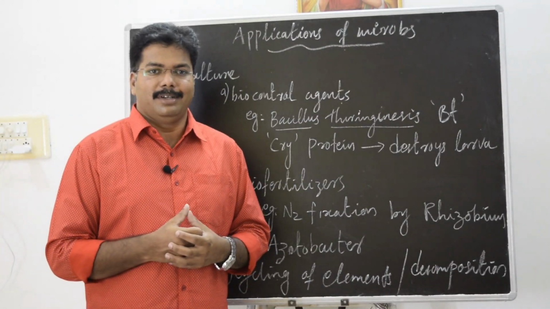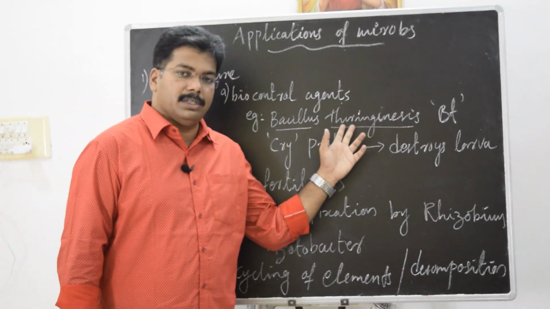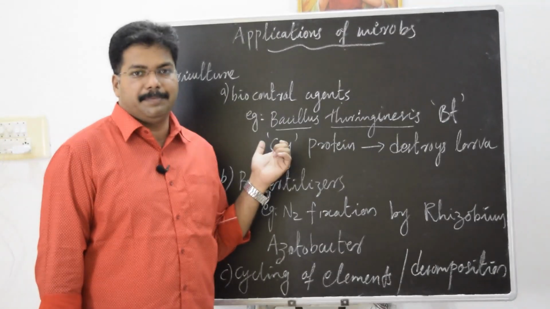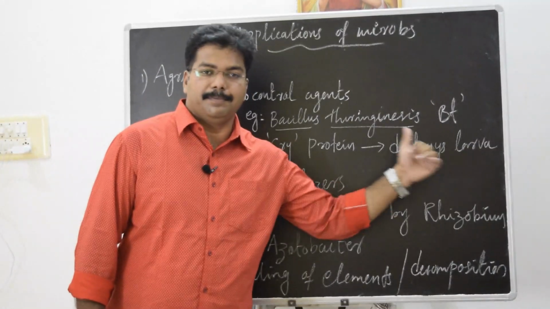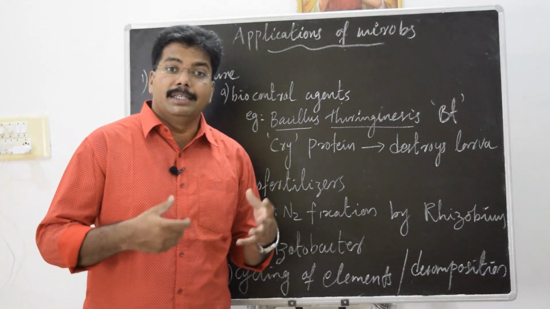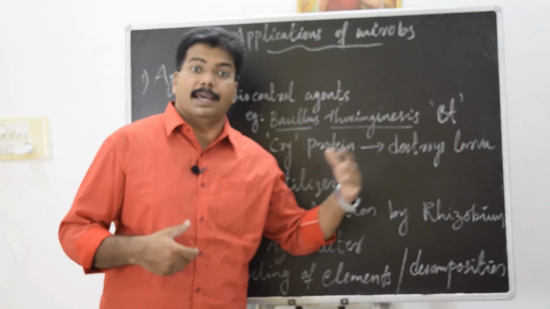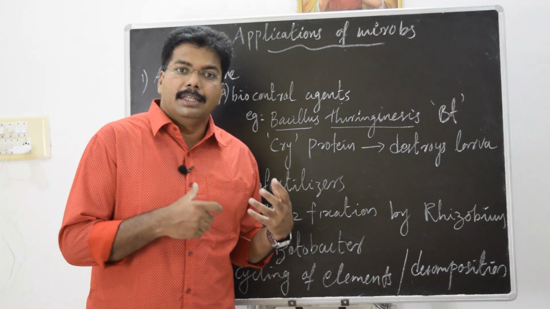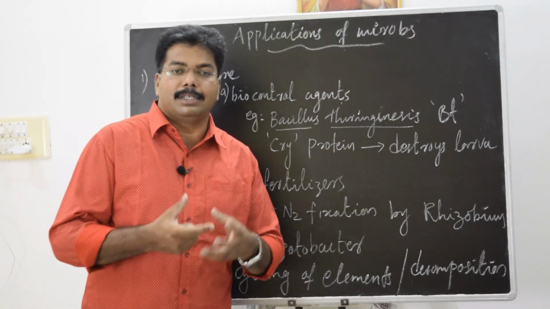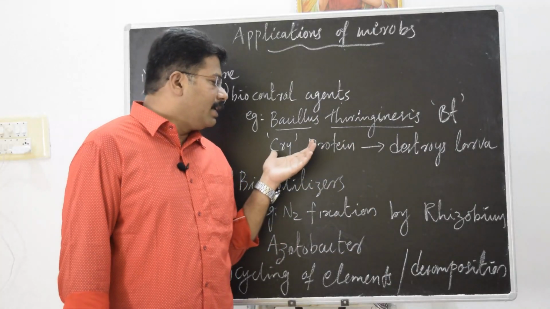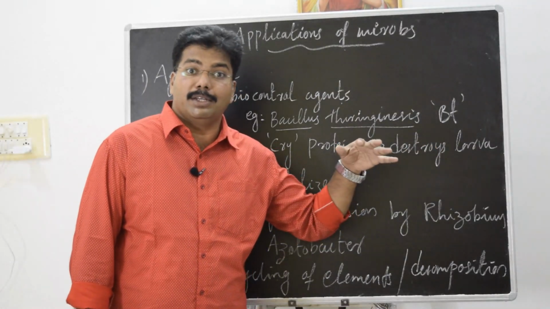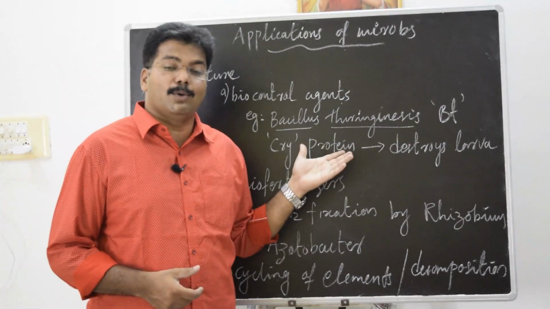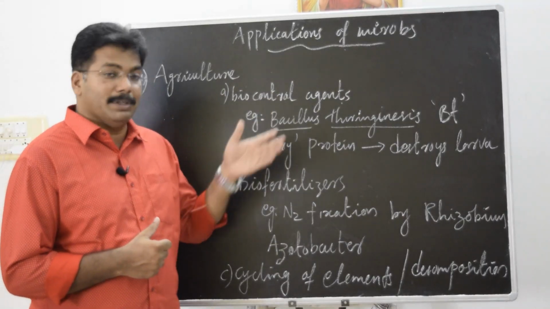How is it possible? For an example, Bacillus thuringiensis is a bacteria that produces a protein called Cry proteins. These proteins destroy the larva. You know that most insects go through a larval stage in their life cycle. So whatever insect pest comes to the agriculture field, it will go through a larval stage. During that larval stage, these Cry proteins will go and destroy them, so that you don't need to use any chemicals. Instead, you can use it as a biocontrol agent. These microbes help us in agriculture by this method.